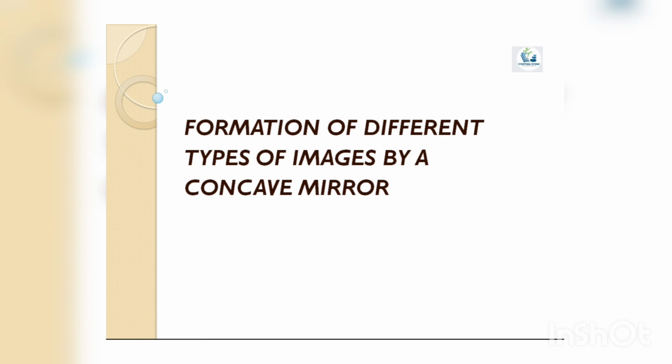The type of image formed by a concave mirror depends on the position of the object in front of the mirror. So what we will do, we will place the object at different positions and we will see what type of images are formed by it.